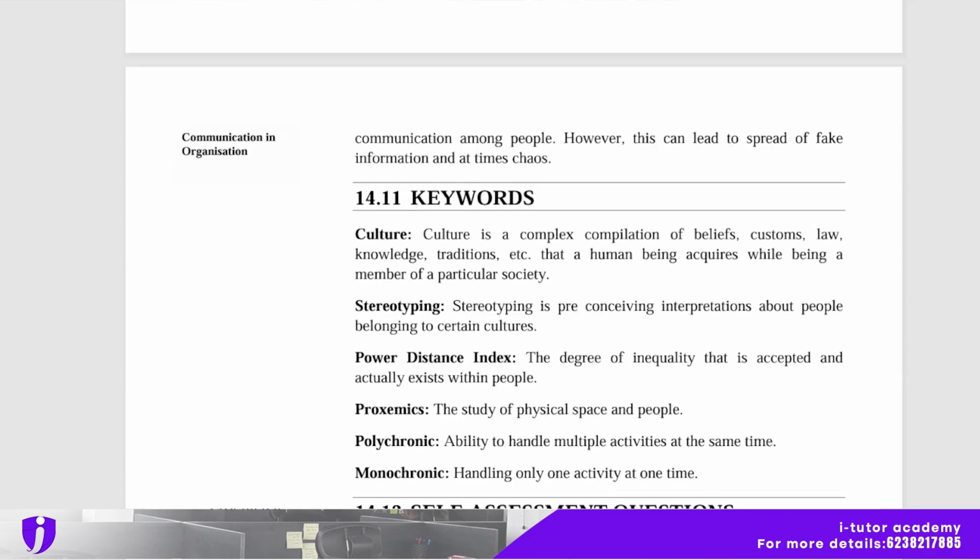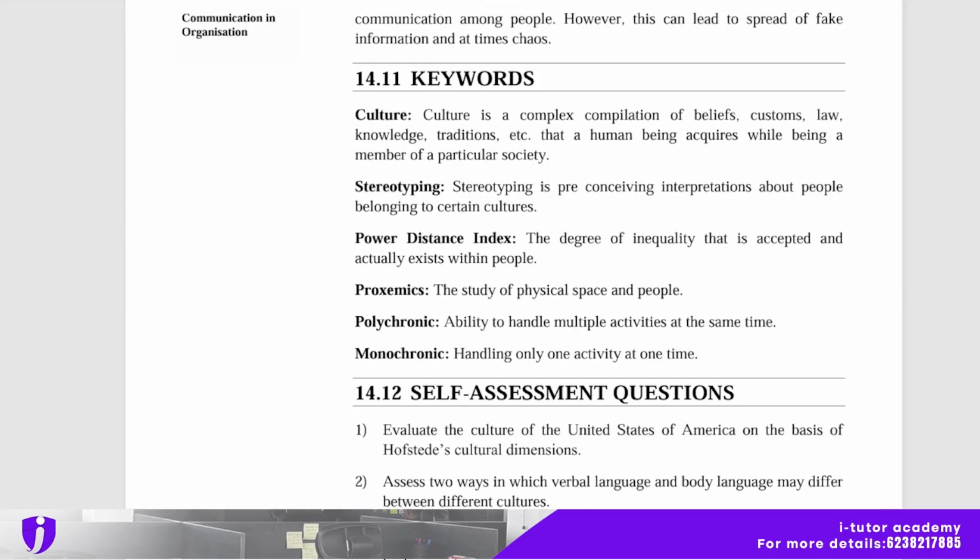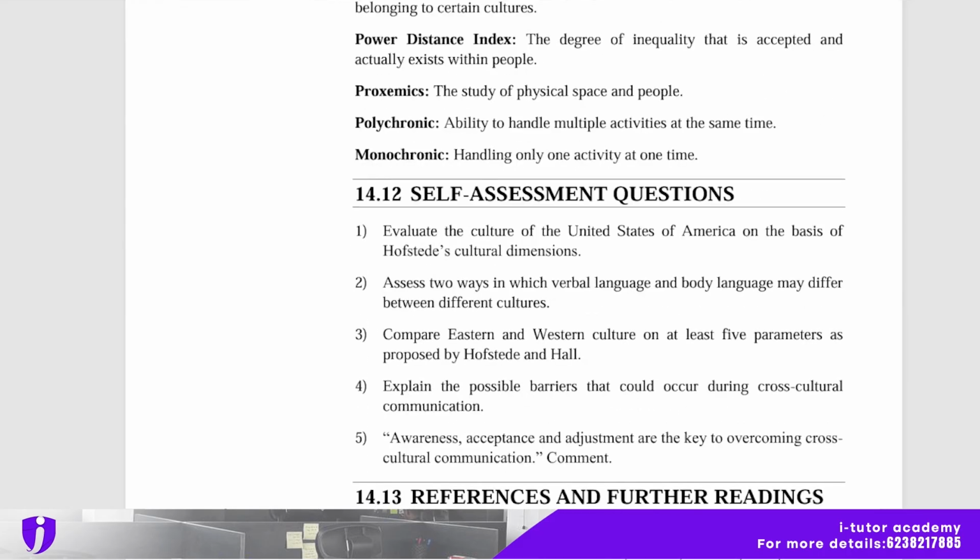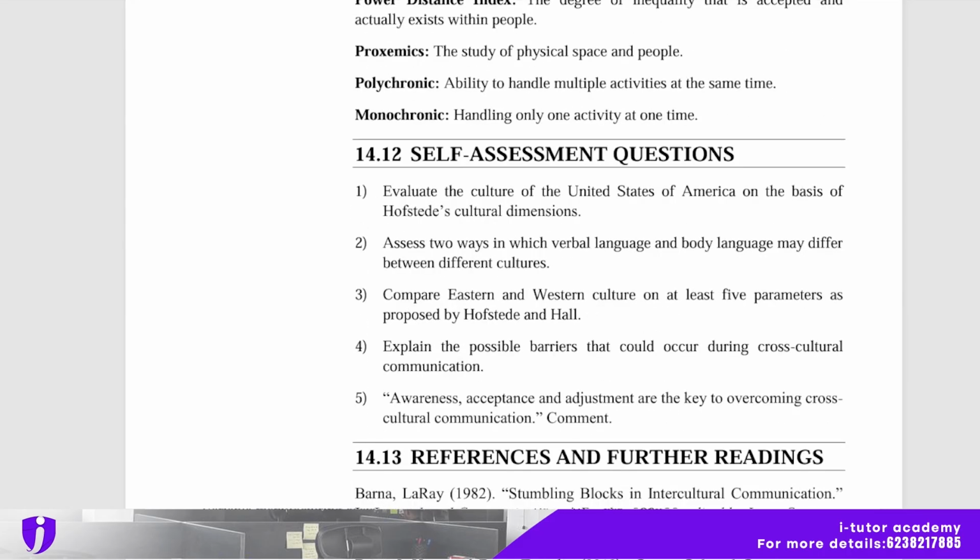So the keyword section is here, you just try to go through it, and the self assessment questions also will help you for your term end examination, like your assignment. So only 5 questions, try to do it.